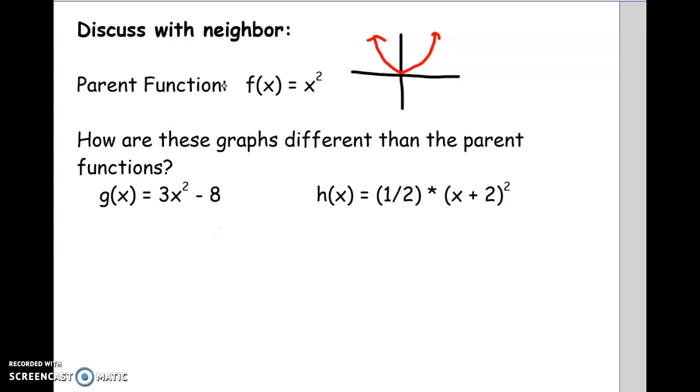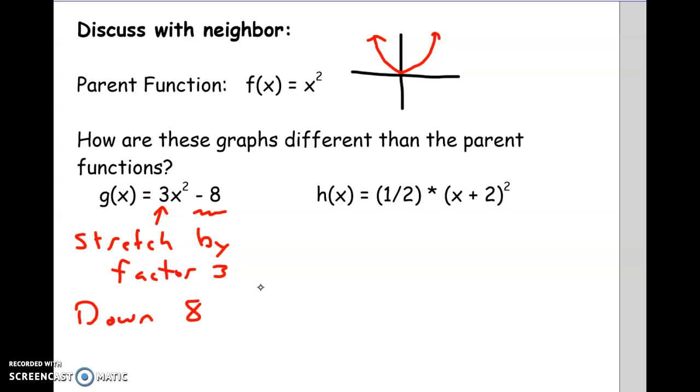Okay, so back with you. The first one, this 3 multiplies. Multiply again makes it stretch or compress. So because we're more than 1 here, that's going to make it stretch. Sometimes they'll say stretch by factor 3. You might see that in homework sometimes, so I'll write that here. Okay, and this -8 is not in the parentheses with x, right? So that's going to make it go up or down, and this one, because it's subtraction, goes down 8.